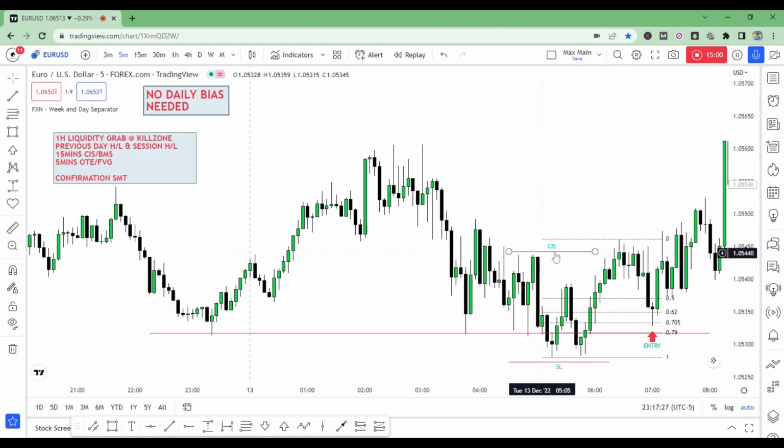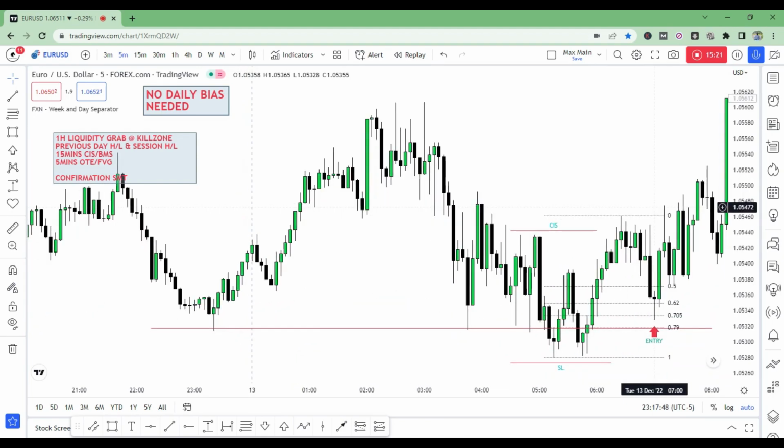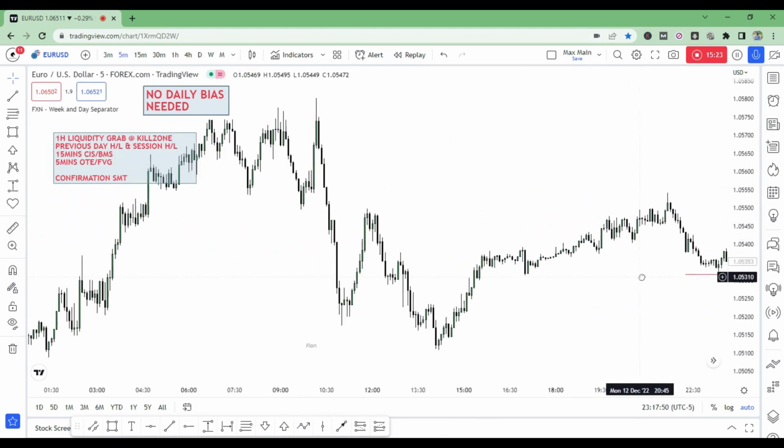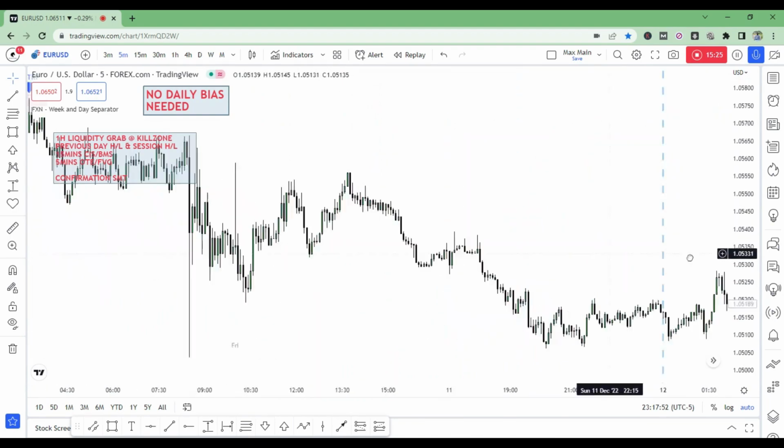Once the change in state occurred, if you pull your fib down from this low to this high, you'll see that it entered into the 62 and 70.5 levels, and that is essentially the ICT classic OTE. So that is where entry comes in. You can find another example in this other one.